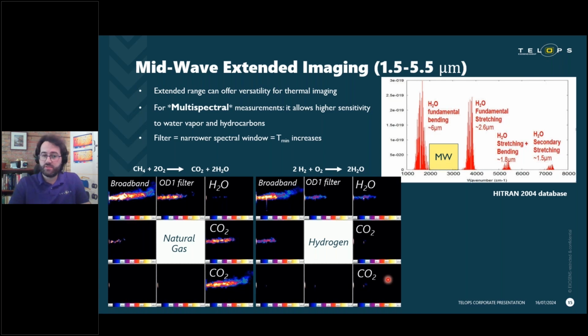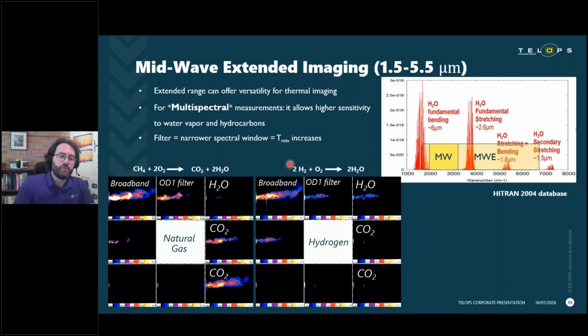But it also allows a higher sensitivity when you do multispectral measurements, like water vapor and hydrocarbons. So we can see here, we have those H2O bands, where midwave does touch a little bit of those H2O absorption bands, but with the midwave extended, it offers a lot more response, more signal from H2O.